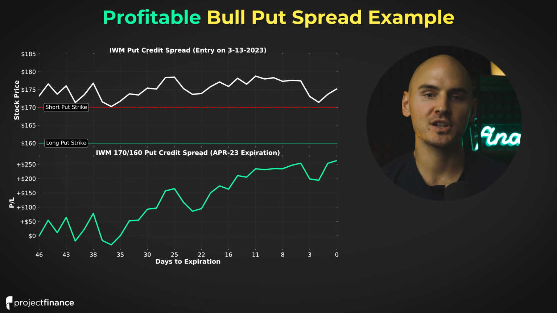Like any option position, you can close the position before expiration by doing the opposite transaction that you did to enter the trade. And for a put credit spread, that means you're buying back the put option that you shorted and you are selling the put option that you purchased. And you can do this in one transaction, just like you did when entering the trade.